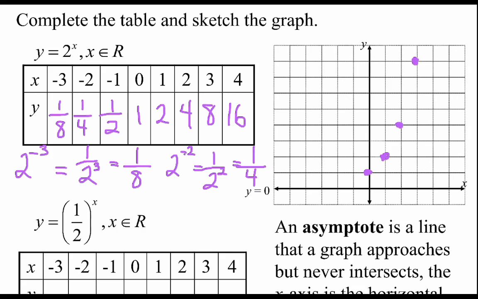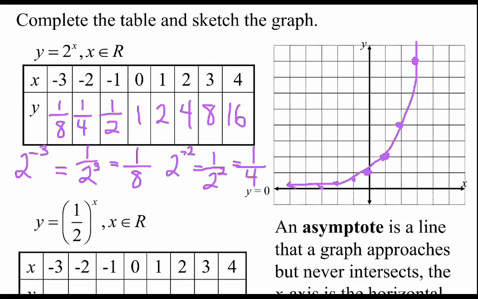Now on the negative side, we're getting smaller and smaller. So when x is -1, we're at a half. When x is -2, we're at a quarter. I'm only making estimates of where these are now. And when x is -3, we're at an eighth. So we get this very typical exponential curve.